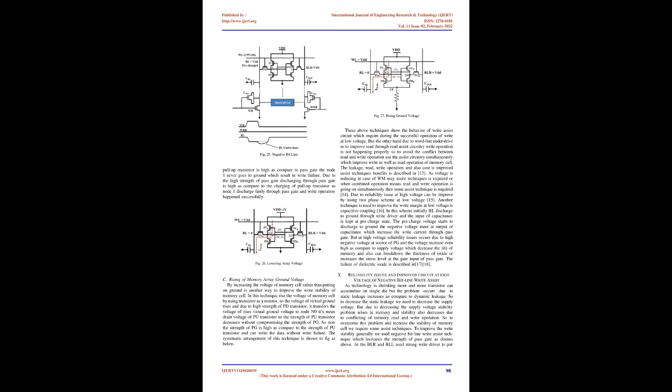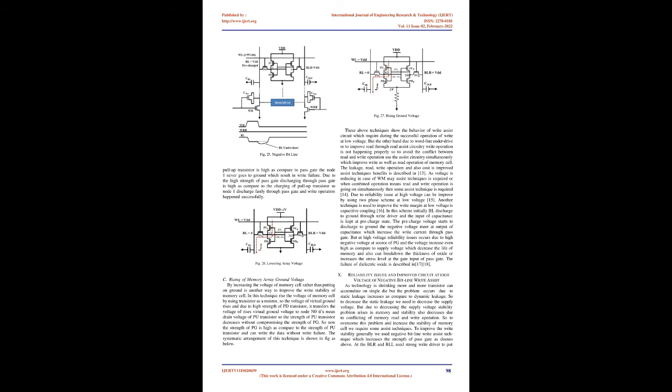In this technique, the voltage of the memory cell is raised by using a transistor as a resistor, so the virtual ground voltage rises. Due to the high strength of the PD transistor, it transfers the raised virtual ground voltage to node N0, which is the drain voltage of the PU transistor, so the strength of the PU transistor decreases without compromising the strength of PG. So now the strength of PG is high compared to the strength of the PU transistor and can write the data without write failure.